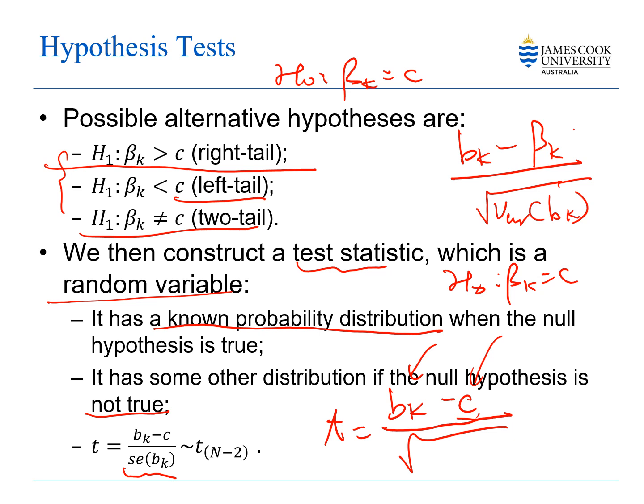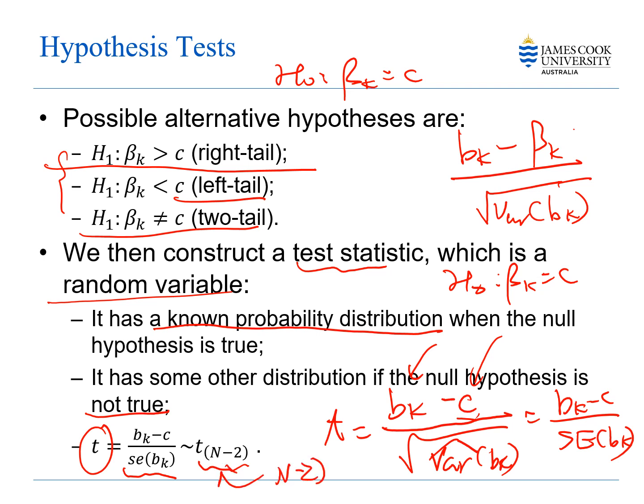And the standard deviation of b_k, typically we don't know that. So we need to estimate. So we estimate the variance of b_k and put a hat on top of it to denote that it is an estimate. And we call this the standard error of b_k. And we can show that, but we will not show it because it is a little bit technical. So for our purpose, we take this as given. So we can show this test statistic has a t distribution with n-2 degrees of freedom.